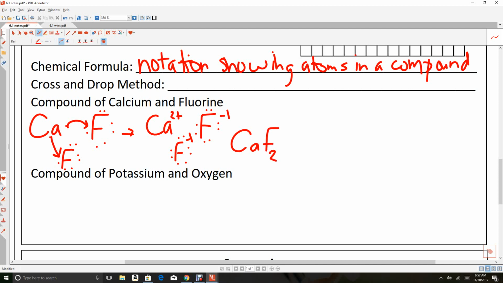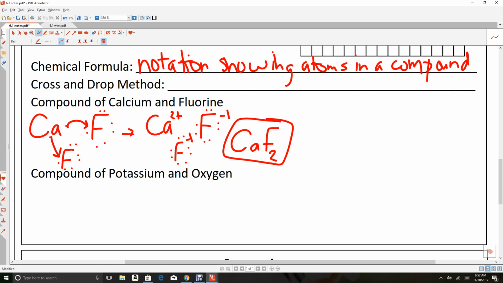Now that little 2, okay, we talked about this in your PhET lab. Little numbers after a substance mean the number of atoms or ions of that substance. So we can see I have 1 calcium ion drawn and 2 fluorine ions drawn. So we get a compound of CaF2. Now that's great. Doing the whole diagram, that's what you're expected to do on your worksheet.